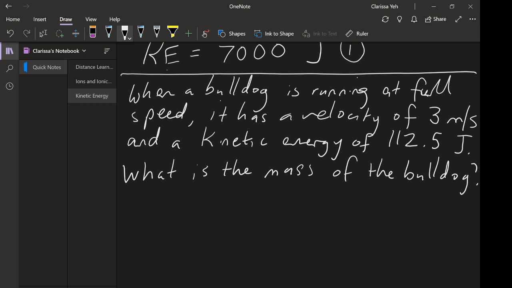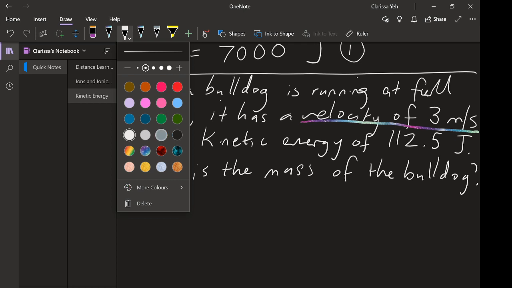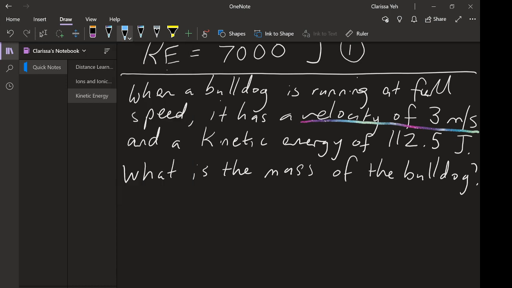Once again, very first step, make a list of everything you have. So when a bulldog is running at full speed, it has a velocity of 3 meters per second. That's a number that they've given me, so I'm underlining that. So velocity, I'm just going to write v. V equals 3 meters per second.